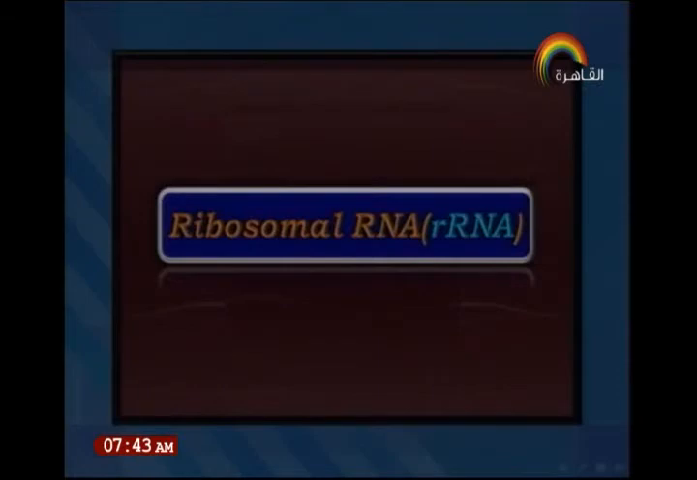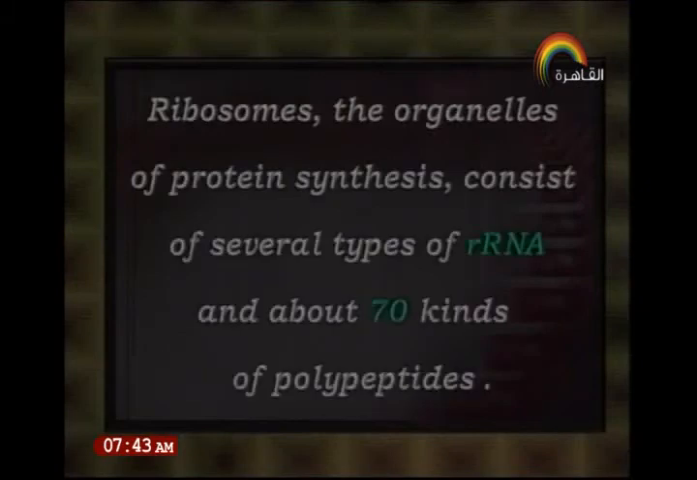Type number 2 of the RNA is called ribosomal RNA, symbolized by rRNA. Ribosomes are the organelles of protein synthesis. Do you remember what ribosomes are? From the inner structure of the cell, it's an organelle inside the cell that helps in protein synthesis. It consists of several types of RNA and about 70 kinds of polypeptides.